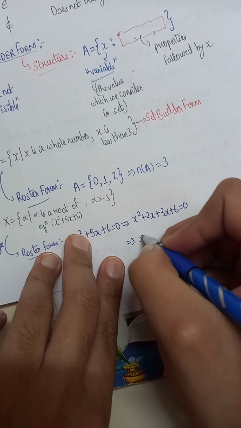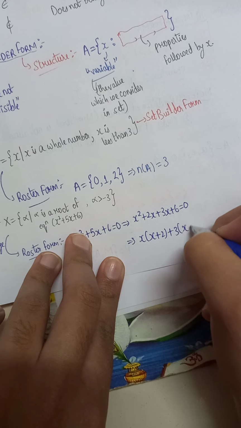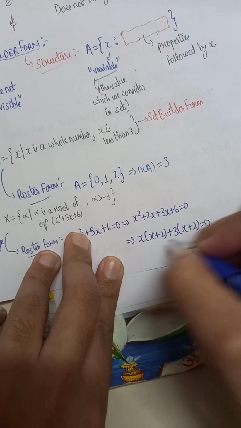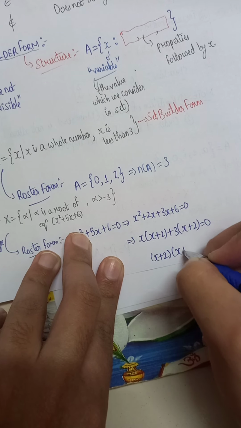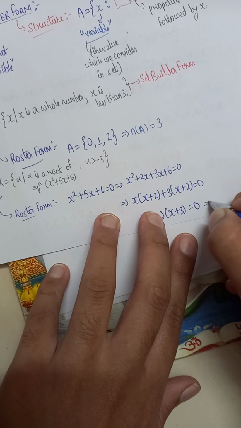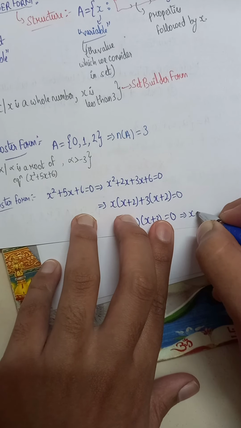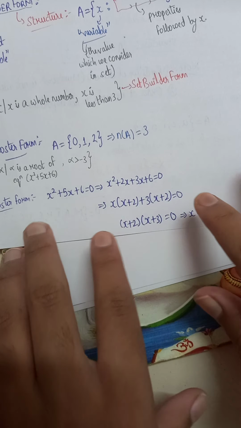So we can take x common from here. It will be x into x plus 2 plus 3 into x plus 2 is equal to 0. So we take x plus 2 common from here: x plus 2 into x plus 3 is equal to 0. So it implies x is equal to minus 2 and minus 3. So these are the values of x.